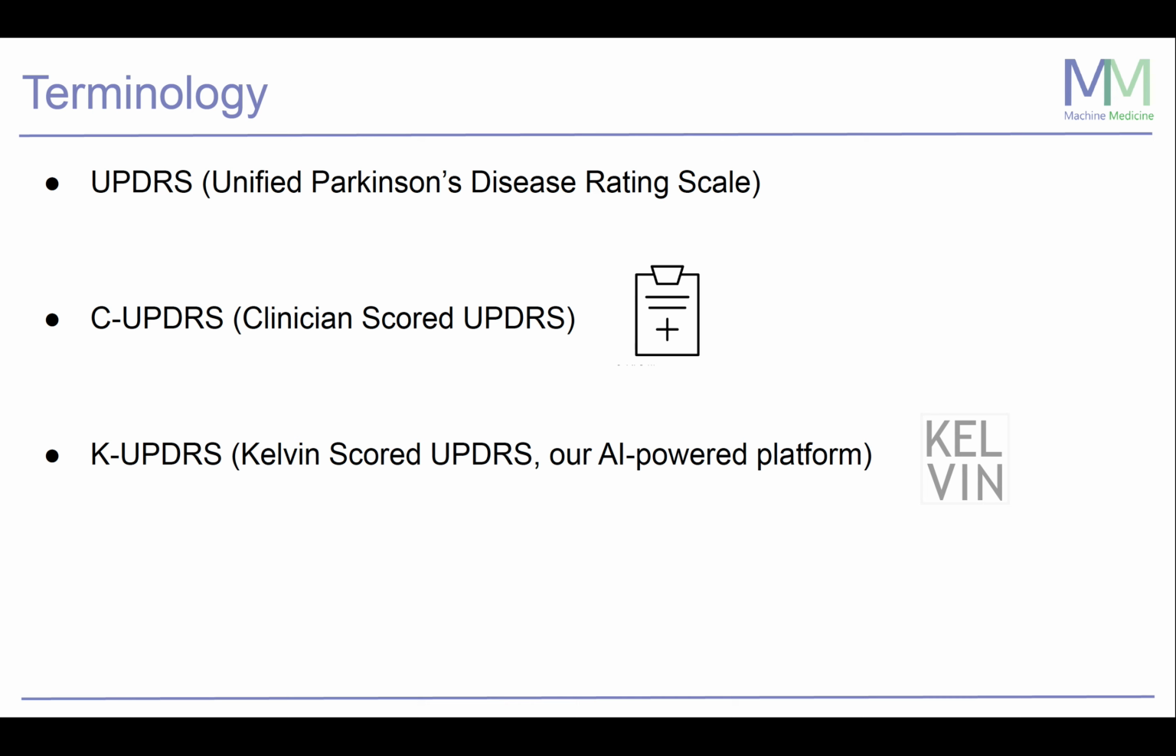The K UPDRS, we mean by K Kelvin, which is the name of our AI-powered platform, and a K UPDRS is an estimate of what the UPDRS score should be as produced by the platform. So this is, as it were, a machine-estimated version of the UPDRS. There's no human involved in making this estimate, except insofar as we've used C UPDRS data in training the system.